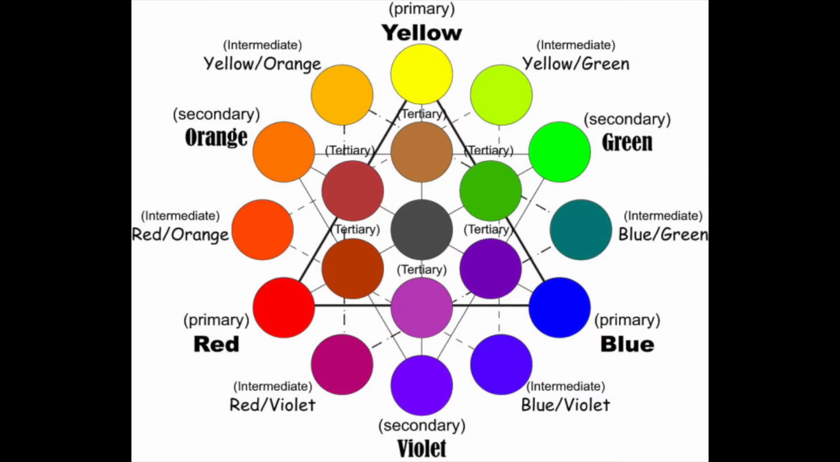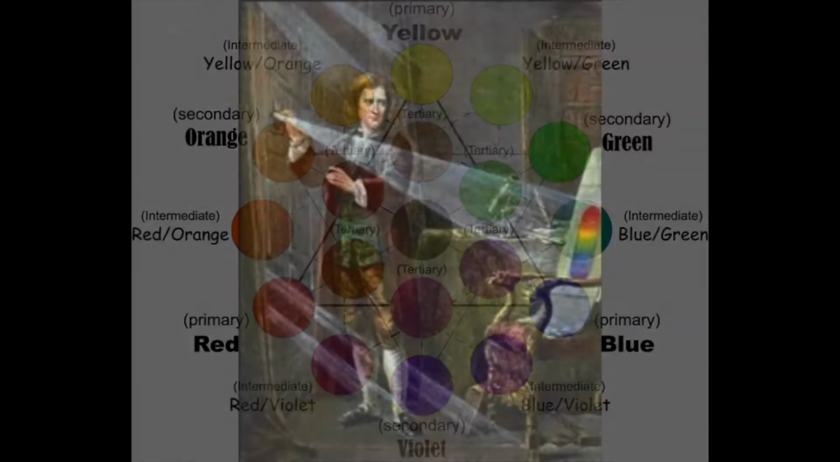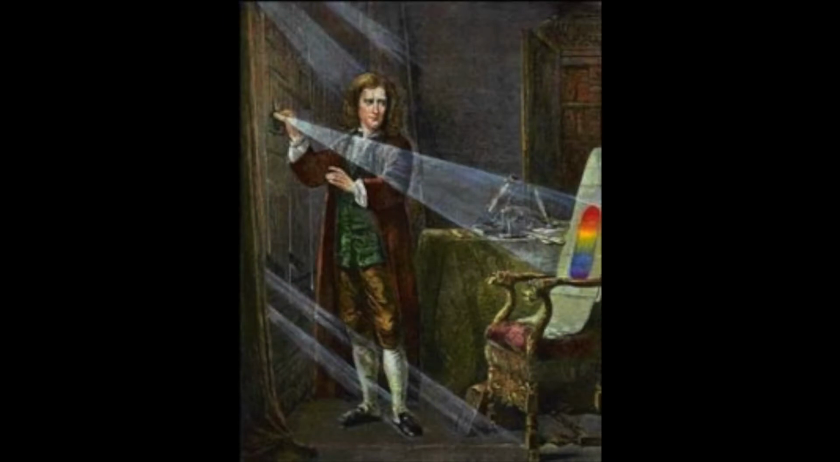Sir Isaac Newton created color theory. He invented the color wheel in 1666. Color theory merges science and art for a visual effect. And again, that's what Paul Klee was striving for. Let's look at a few of the things that Sir Isaac Newton discovered.